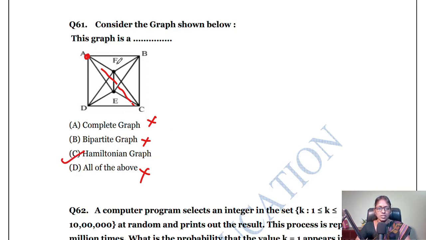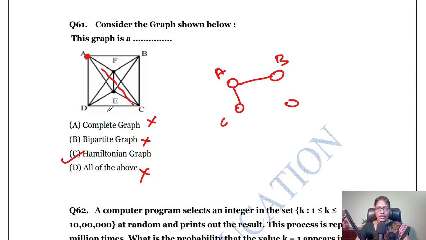Bipartite graph means there is no connection within the same set. See, bipartite graph means if this is A and this is B, so A is connected with B. And if C is a vertex, it should not connect with A. Then only we can say that it's a bipartite graph. So this we cannot say is a bipartite graph.